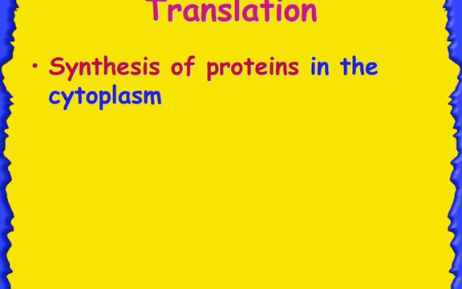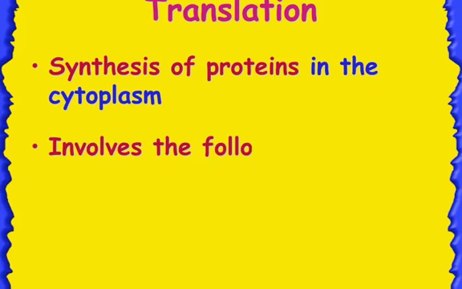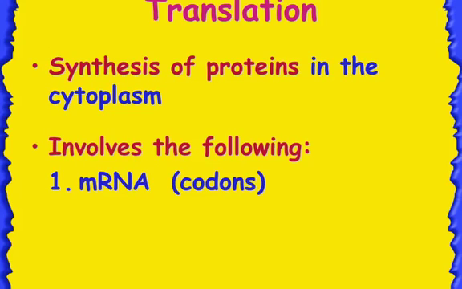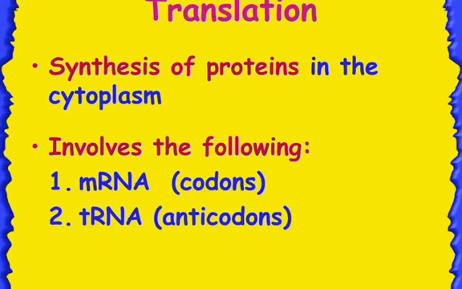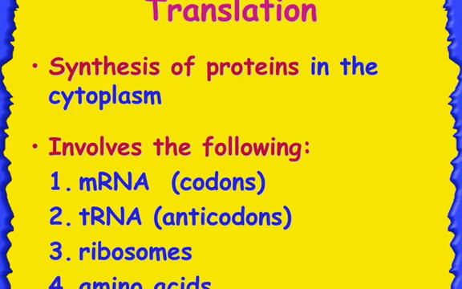Translation is the synthesis of proteins in the cytoplasm. It involves the following: messenger RNA, which carries the codons, transfer RNA, which carries the anticodons, and the ribosomes. So those are the three pieces that are involved in translation. The amino acids are also present, and they are coming in attached to the transfer RNA. Okay?